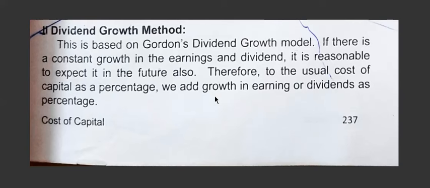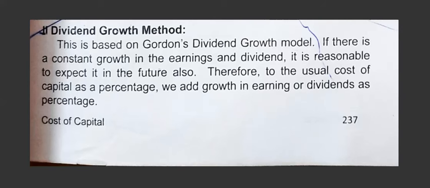The formula for the yield was D divided by P into 100. The formula for growth is D divided by P into 100 plus G. G refers to growth. The reason is the company will grow year by year. There will be a constant growth, so growth should be included with the dividend. That is what the second method says. So let us go through the problem under the dividend growth method.